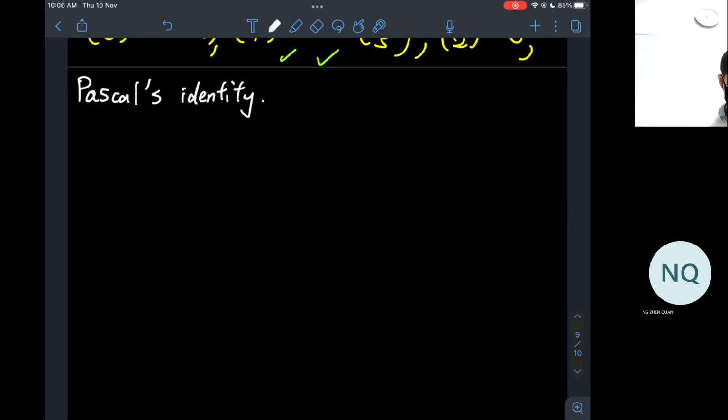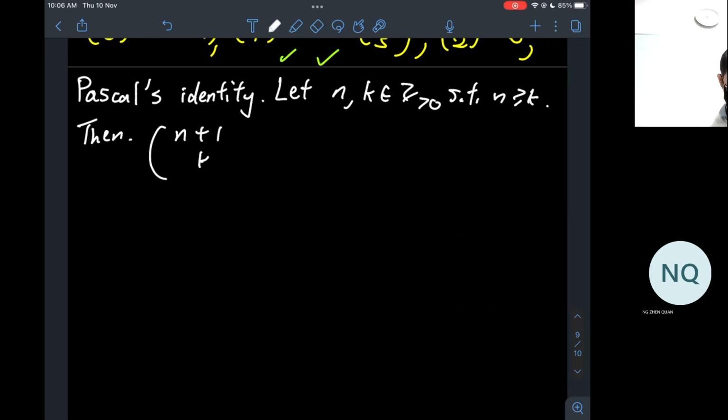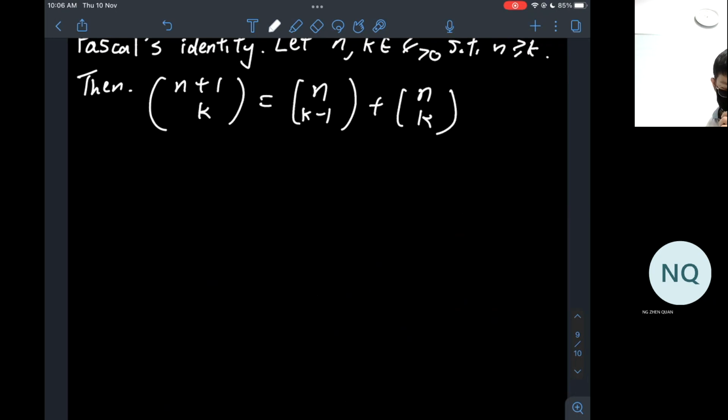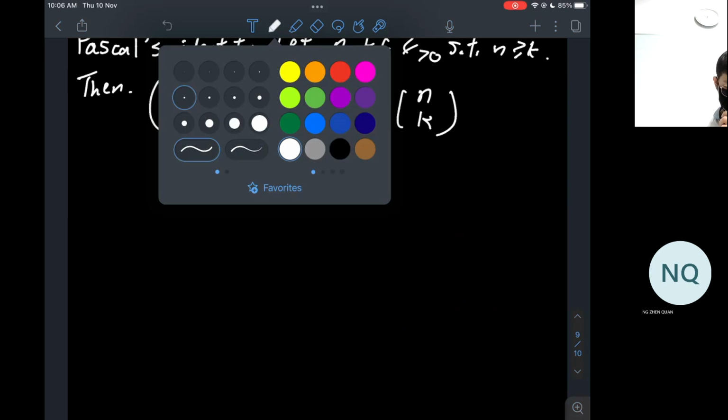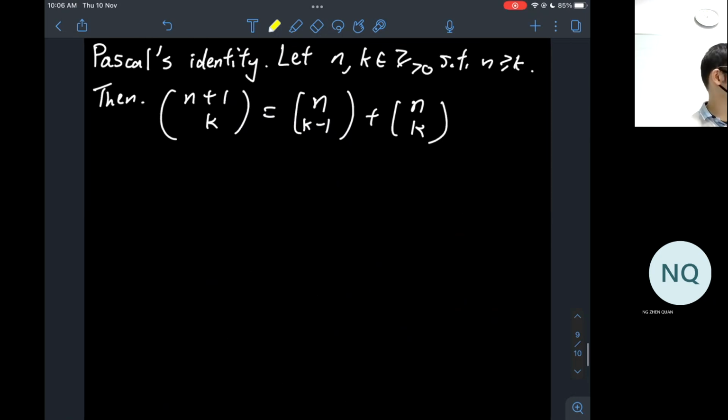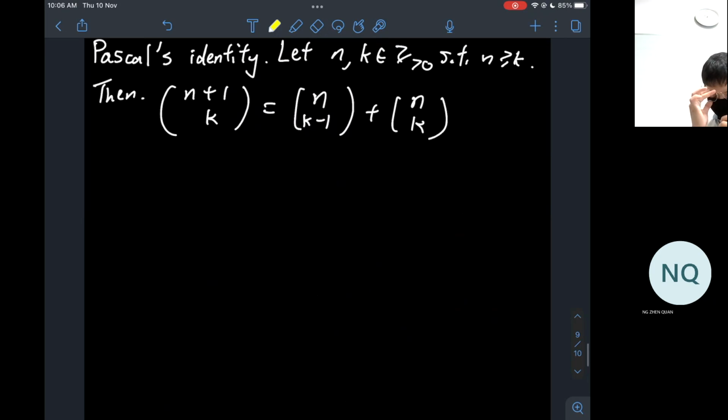Pascal identity. Now we will talk about this Pascal identity here. Maybe I show you how to use it first. Now we suppose this is true. We believe it first. Sometimes you have to believe some things, then you can start proving.